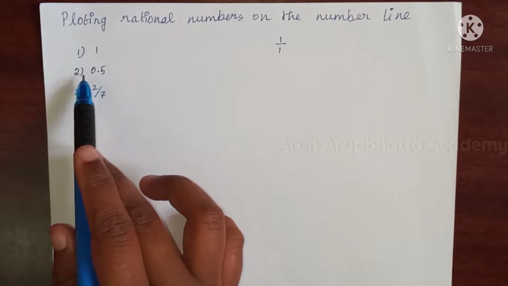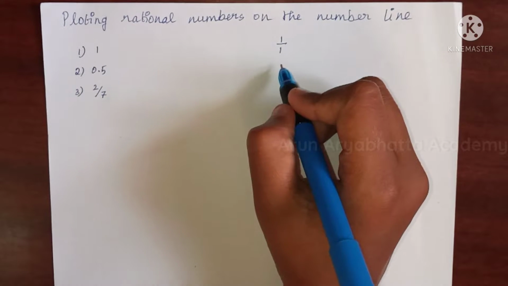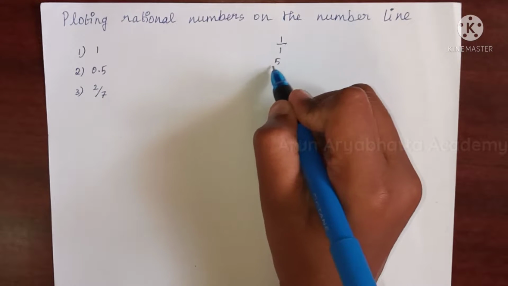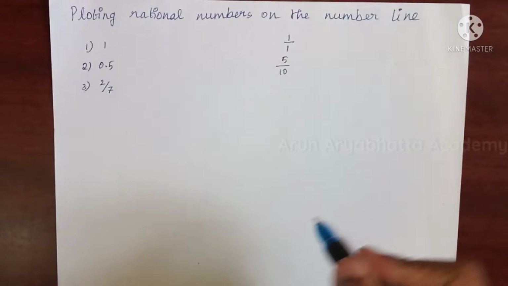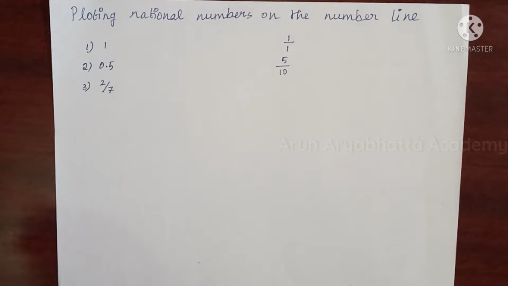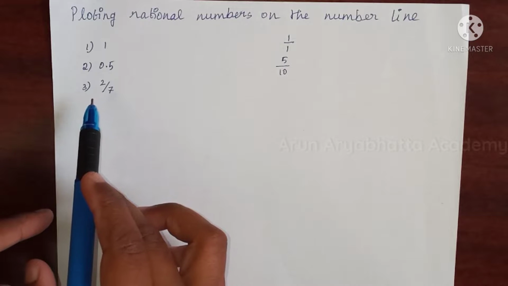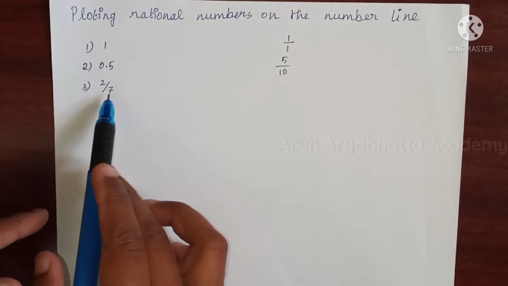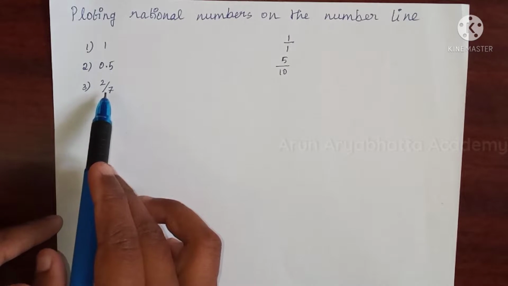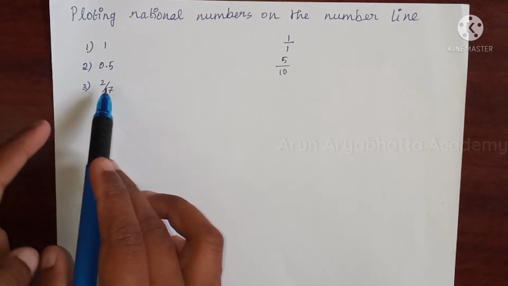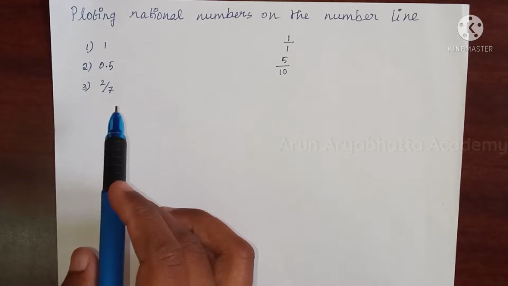Next 0.5, we can express 0.5 as 5 by 10. In the same way we have expressed 0.5 in p by q format and q is not equal to 0, it is 10, and 5 and 10 belong to integers. Next 2 by 7 is already in p by q format and q is not 0, it is 7, and 2 and 7 belong to integers.